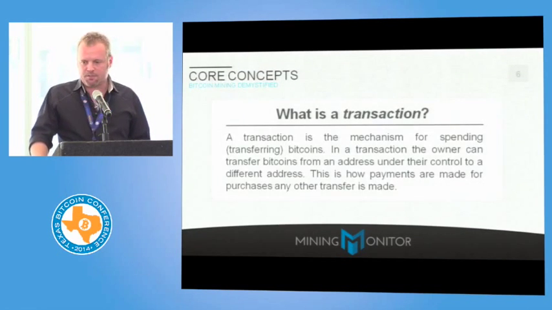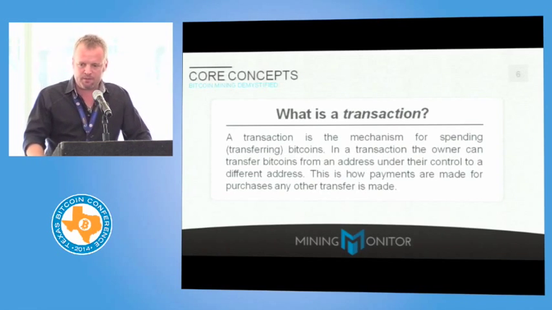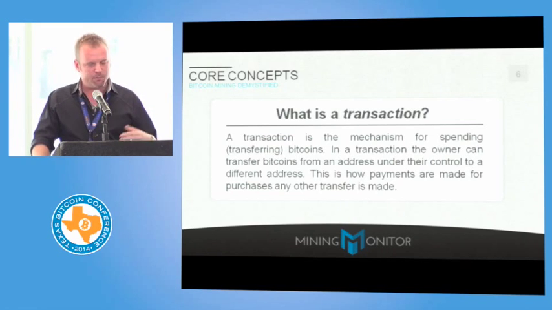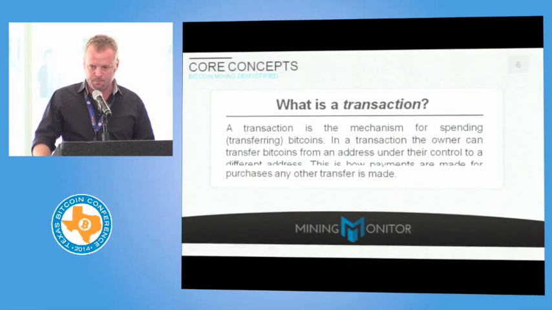So what is a transaction? A transaction is the mechanism for sending or transferring Bitcoins. In a transaction, an owner of Bitcoins can send Bitcoins from an address that they control to a third party, and that's how payments get made or values transferred from one party to another.